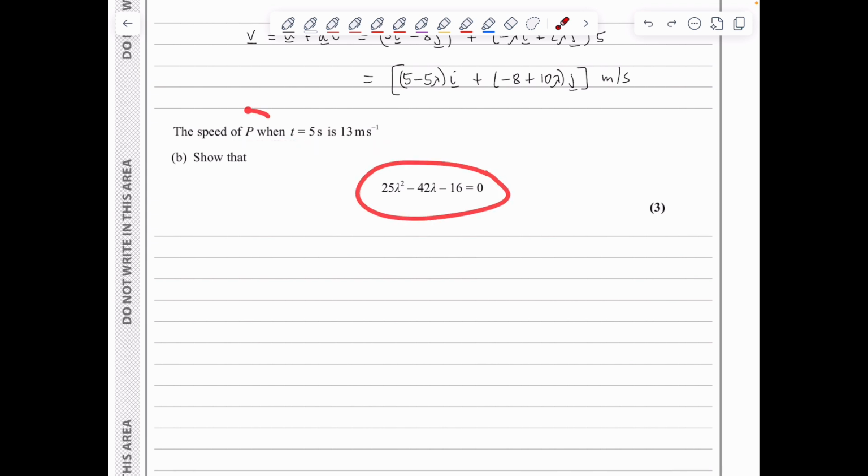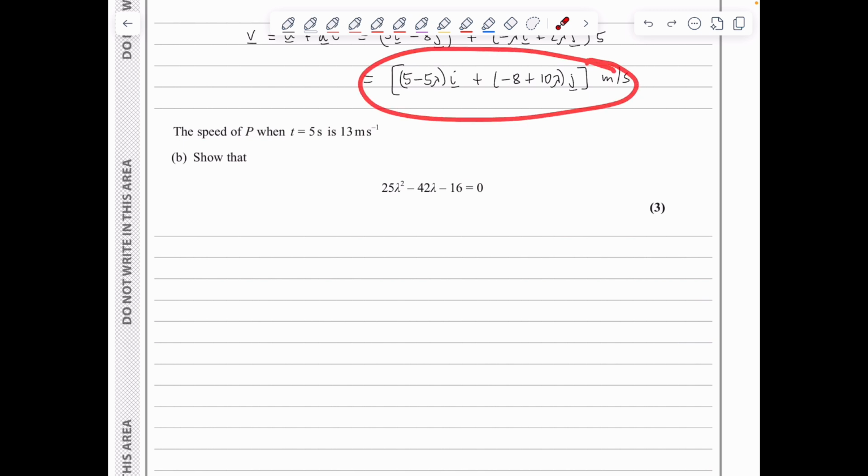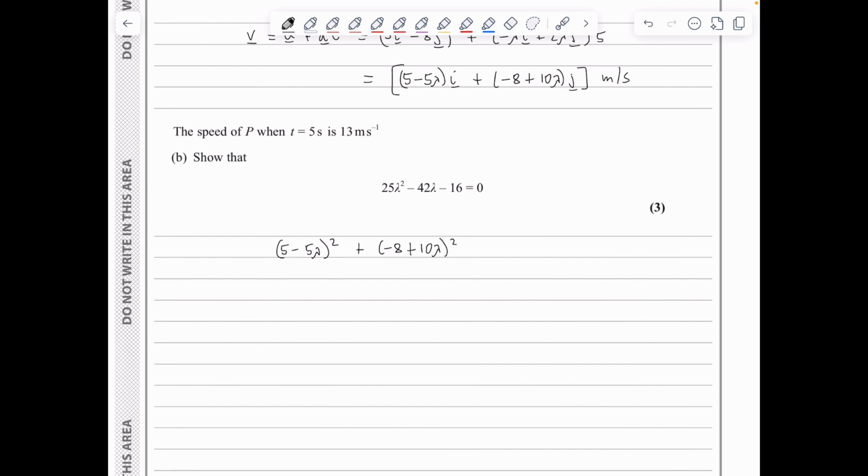Well, we know that the speed is the magnitude of velocity, so I will be calculating the magnitude of the velocity vector we obtained in part A. So we're looking at (5 − 5λ) all squared plus (−8 + 10λ) all squared, and all square root being equal to 13. Now the first thing to do is remove the square root, and this will give me 13 squared on the right hand side, and on the left hand side I will start expanding.